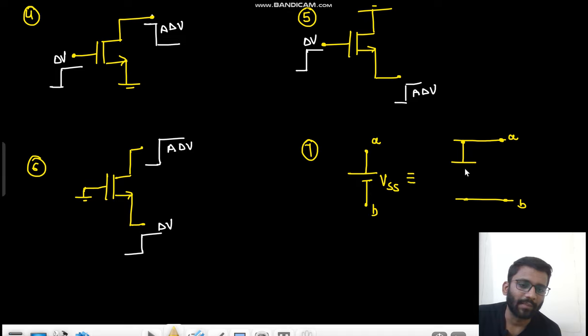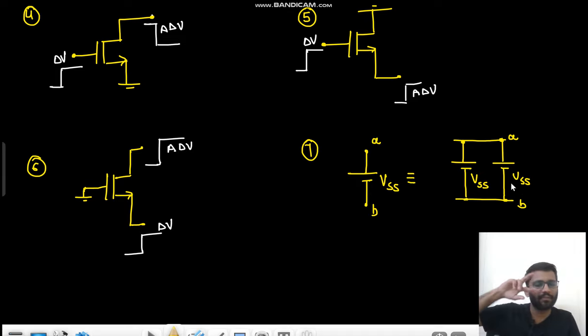So now I am breaking it into two voltage sources. Tell me what will be the voltage of each voltage source. VSS by 2, 2 VSS, VSS or whatever. It will be VSS, right? Because between A and B, we need to remain VSS voltage. Between A and B, VSS voltage is there. If I had made 2 VSS, the voltage would have been 2 VSS between A and B. But I need to make VSS voltage only, so it will be VSS only.